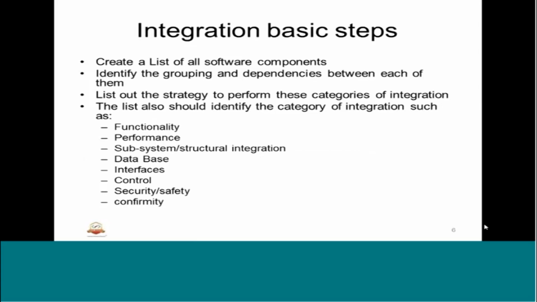Integration steps, basically we need to create a list of all software components, identify the grouping and dependencies between each of them, and list out the strategy to perform these categories of integration. The list could be based on aspects like functionality, performance, subsystem integration or interaction, databases, the kind of database that we use, and what interface, especially from the signal perspective, how it is derived, then the control of the various program elements, then safety and security aspects, and conformity.